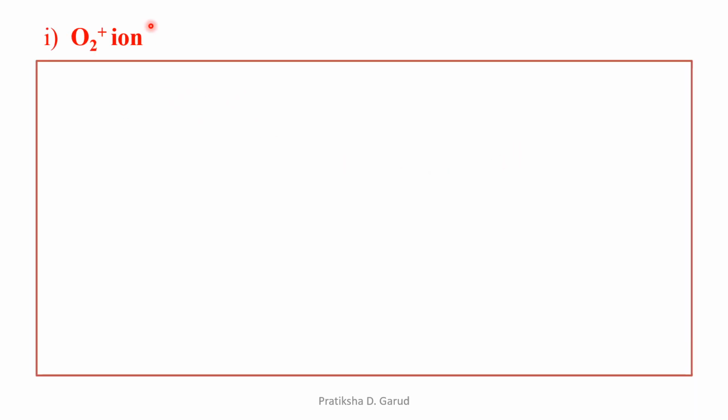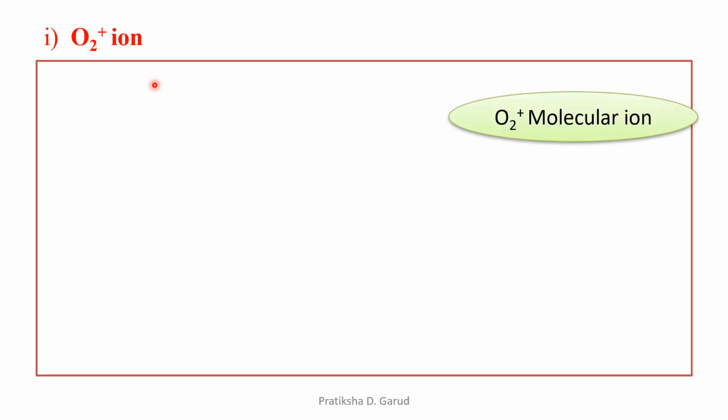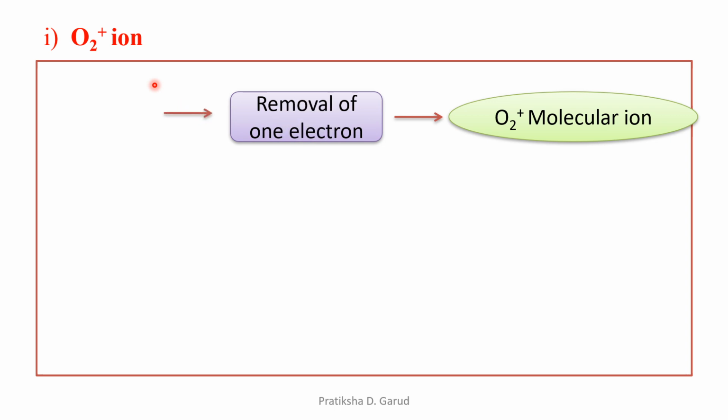First one is the O2 plus ion. So how is this O2 plus ion formed from the oxygen? So let's see. We are having O2 plus ion, that means the O2 plus molecular ion. So how is this molecular ion formed? This molecular ion is formed by the removal of one electron from an oxygen molecule, right? So when one electron is removed from the oxygen molecule, then we are getting the formation of the O2 plus ion, right?